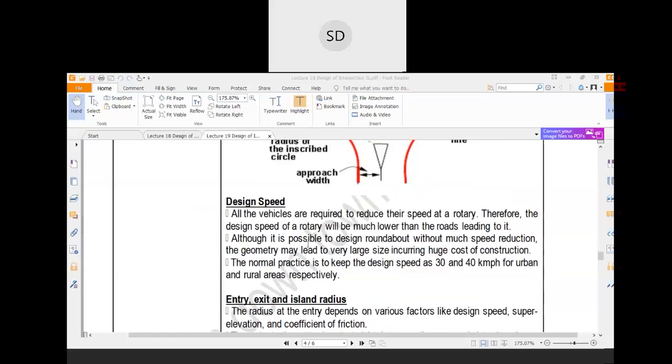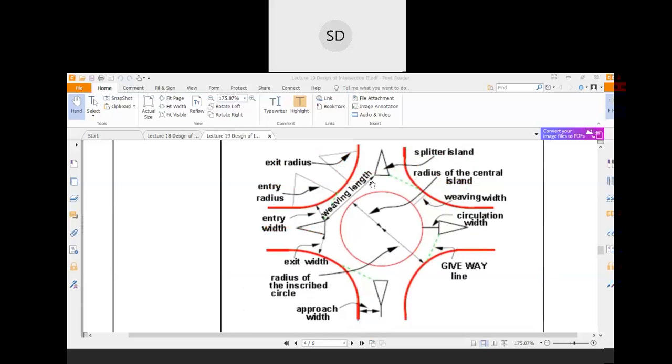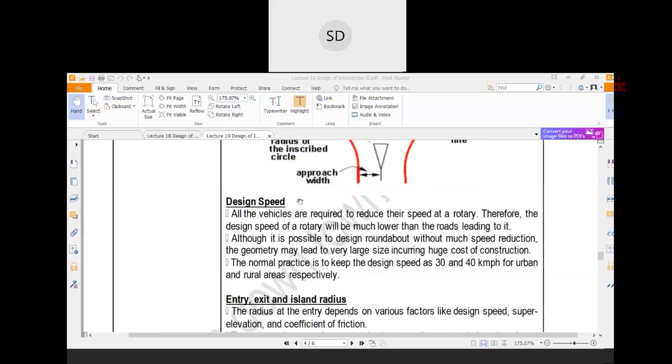Although it is possible to design a roundabout without much speed reduction, the geometry may lead to a very large size, including huge cost of construction. If you increase the weaving length, you can increase the speed. But to increase the weaving length, you again have to increase the radius of this area, so it will involve huge cost.